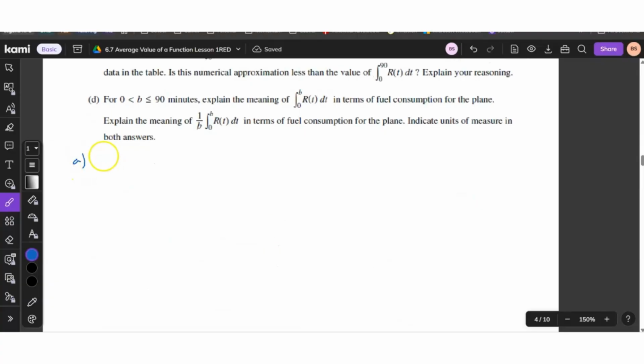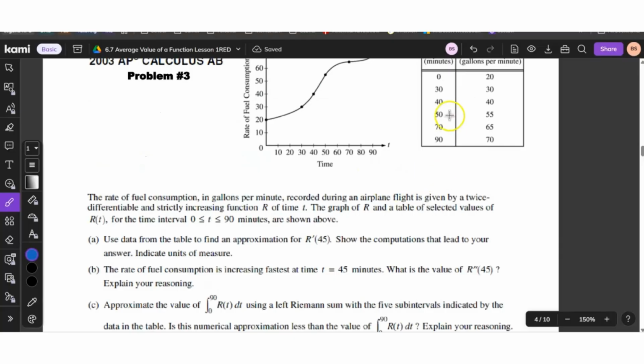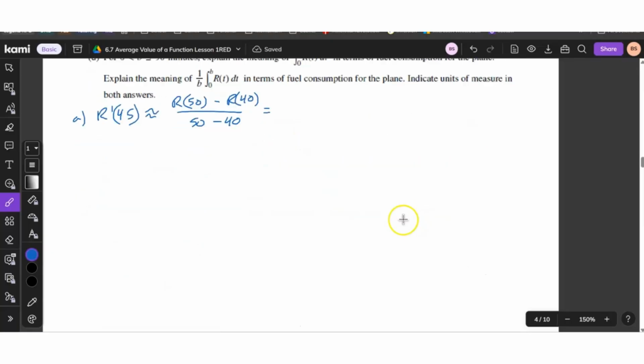That's it. So we're going to go r of 50. Let's write it better. Let's say r prime of 45 can be approximated by r of 50 minus r of 40, just because we have to use the ones that are in the table. So then we can go look. r of 50 is 55. r of 40 is 40. So it'll be 55 minus 40, over 10, which is going to be exactly 1.5.